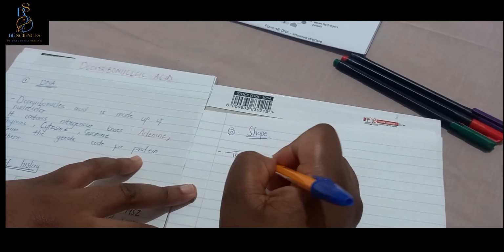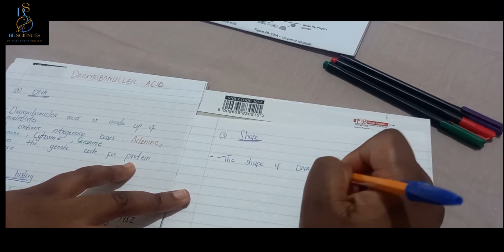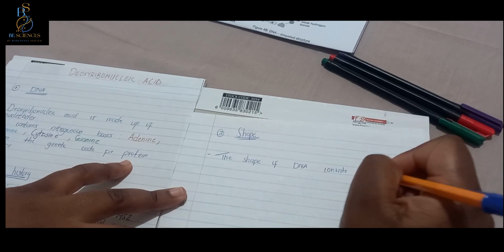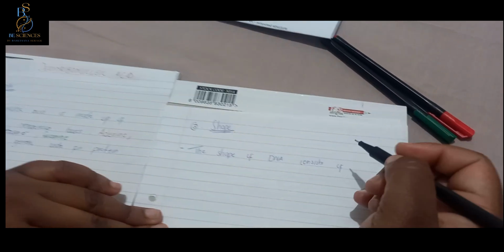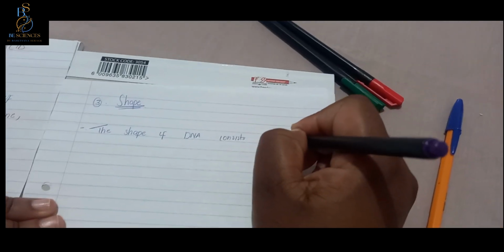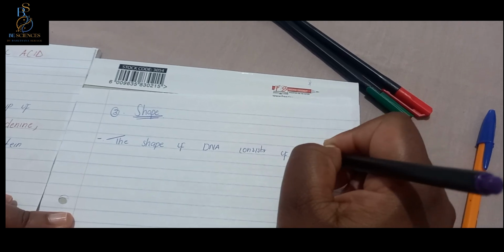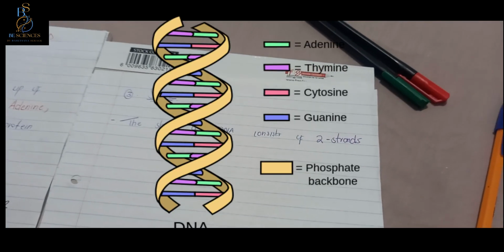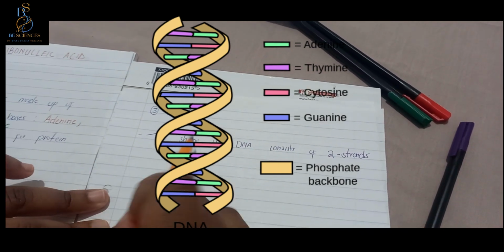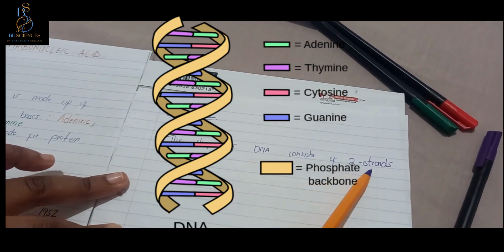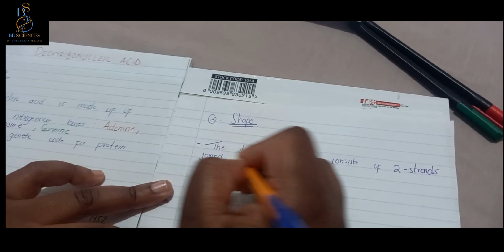The shape of DNA consists of, very important when I use my color, two strands. Okay, as you remember, even I think on our last video, we do have a picture, so you can go check it up, but I'm also going to bring you another one now. So the shape of DNA consists of two strands that are joined together.